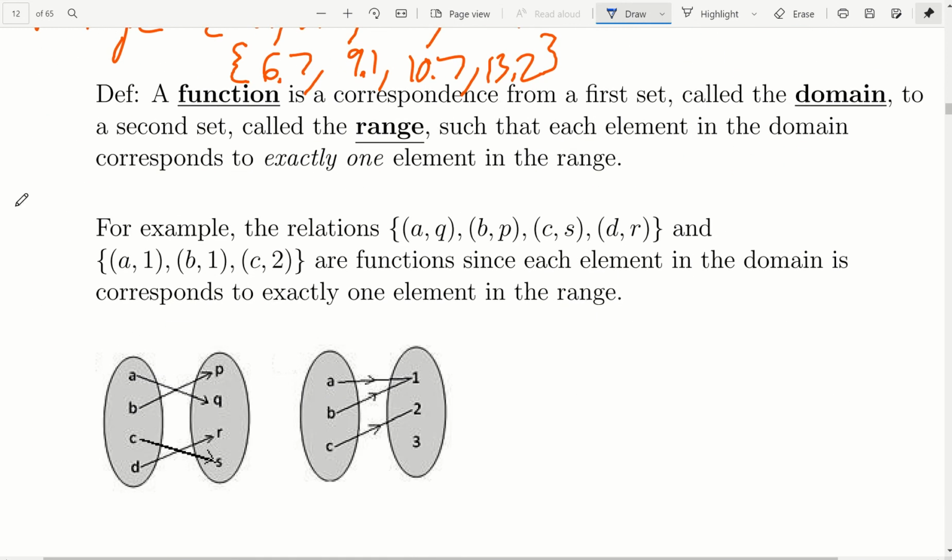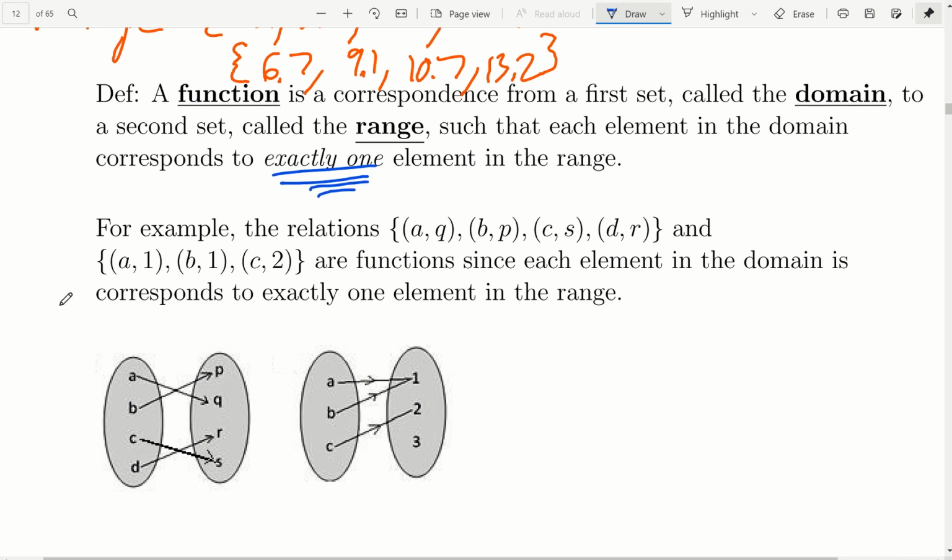A function, as it turns out, is a very special type of relation. A function is a correspondence from a first set, which we call the domain, to a second set called the range, such that each element in the domain corresponds to exactly one element in the range. In general, these sets can be very abstract. They don't necessarily have to be numbers, although for the sake of our course, oftentimes they will be. They could represent things like people's names, geographic locations, temperatures, social security numbers, etc.